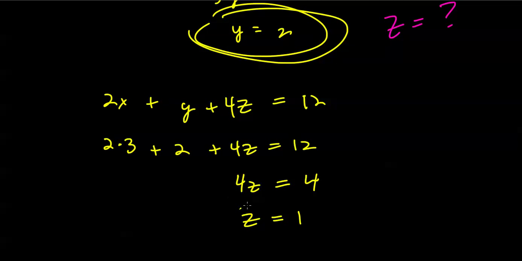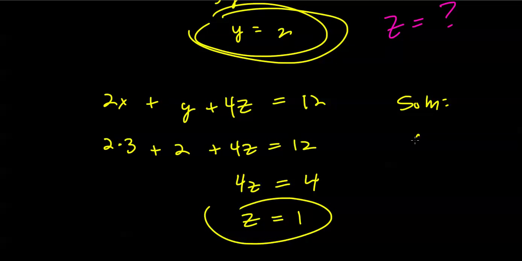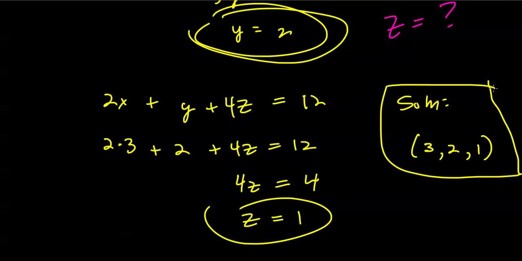Alright, so I've got a triplet solution. I'll write down my solution: x is 3, y is 2, and z is 1. We should put our answers in what we call ordered triplet form, solving for x, y, z simultaneously.